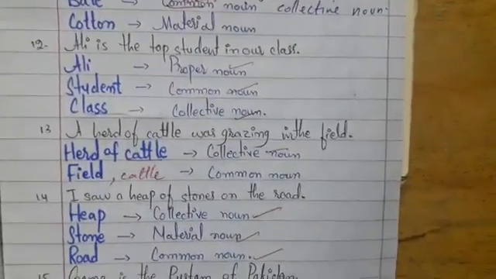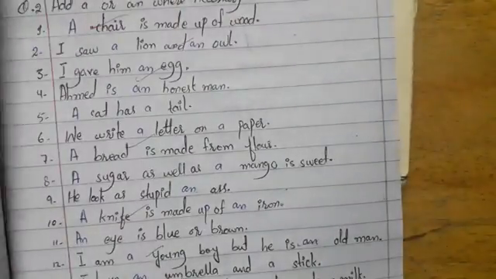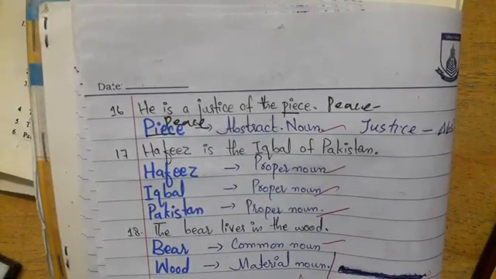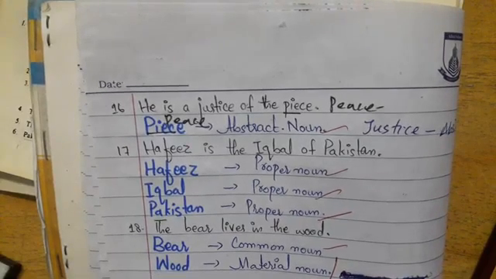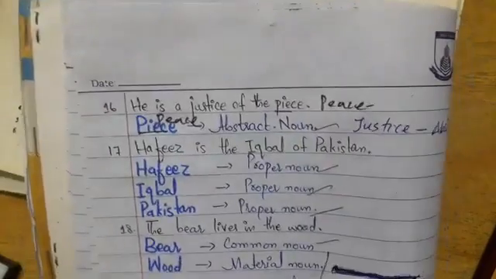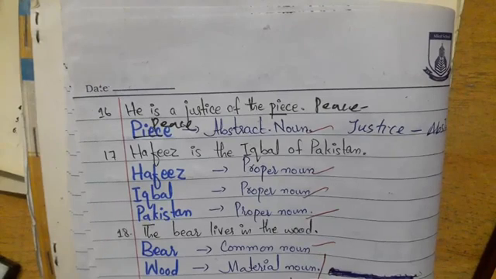So move to our next page. Okay, he is the justice of peace. Peace means harmony. So peace is an abstract noun, and justice is also an abstract noun. We can only feel the peacefulness.